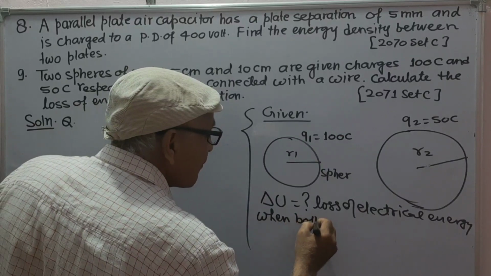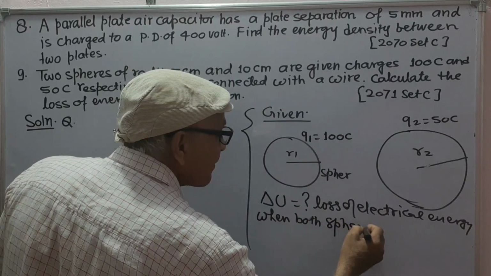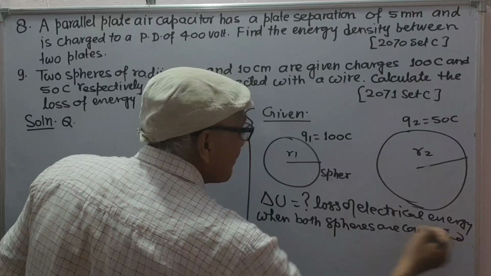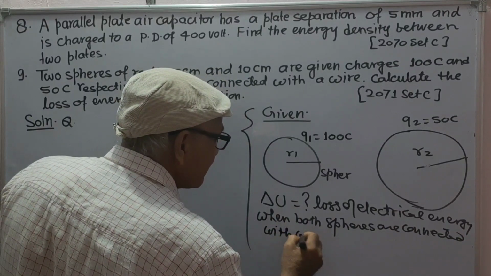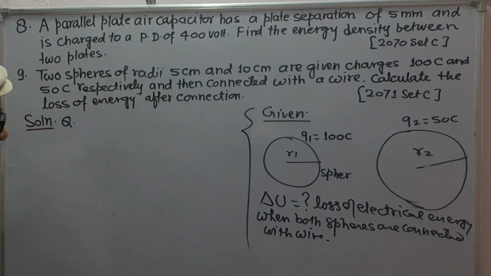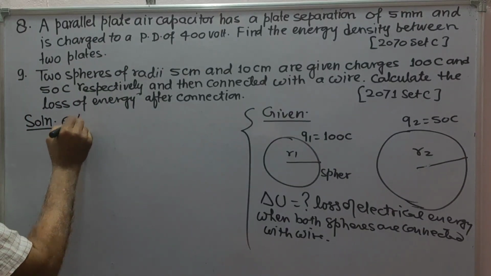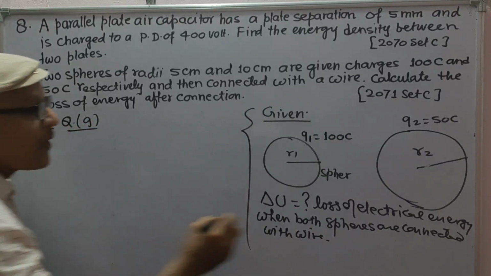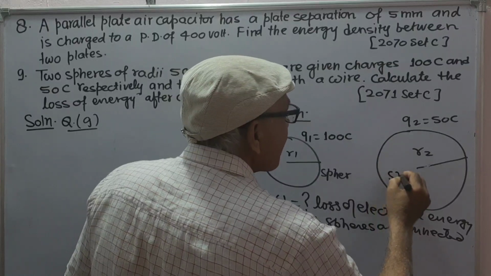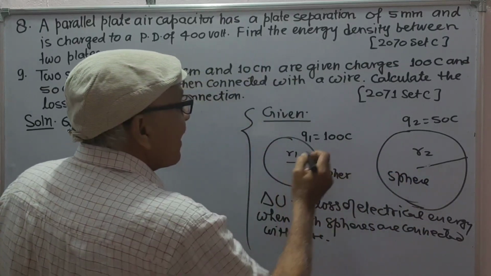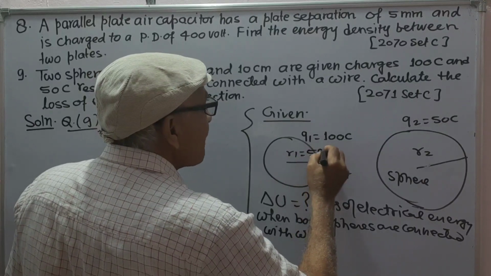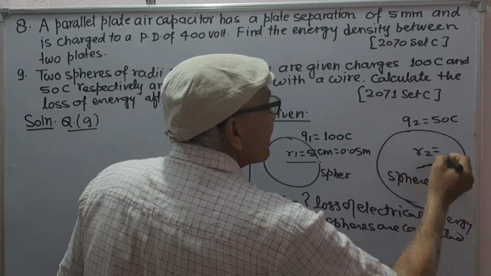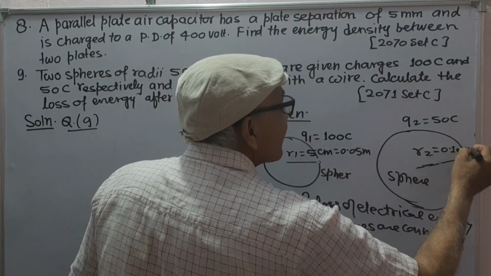when both spheres are connected with wire. Now solution to question 9. We know this is also a sphere. R1 is given to be 5 cm, 0.05 meter, and R2 is 10 cm, means 0.1 meter.